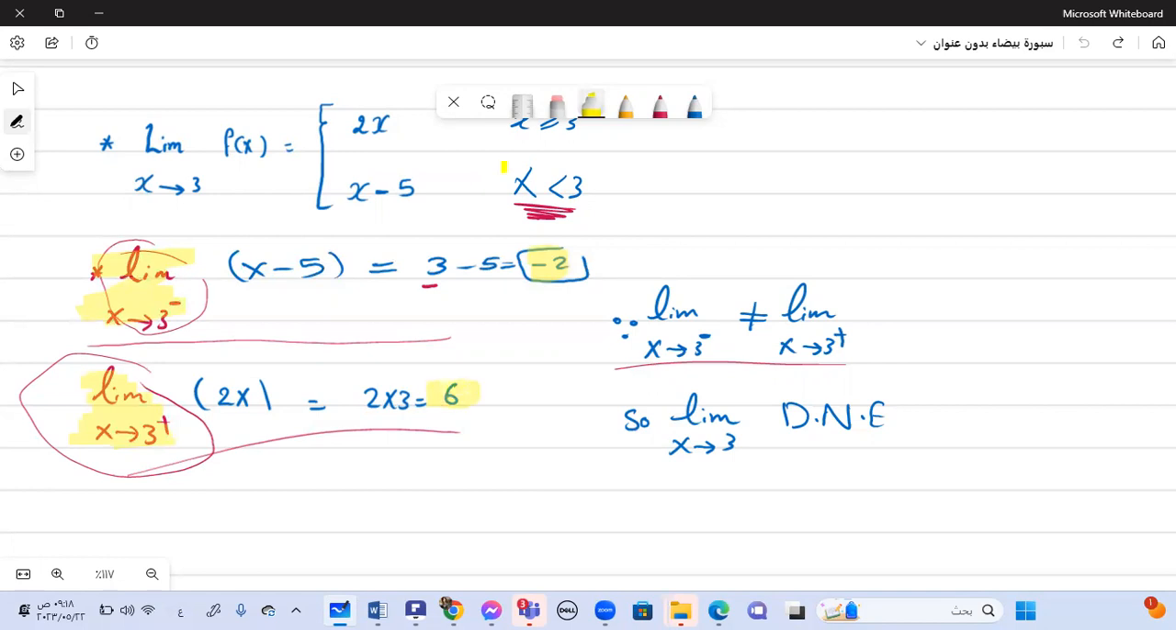If x equals -2 and the other equals 6, no. So we should write that the limit from the left hand side is not equal to the limit from the right hand side. So the limit does not exist. But if the functions equal each other, meaning from the right hand side it came out, for example, -2, and the other part for example -2, then the limit exists and equals -2. You understand this point? Are you sure? It is very important.